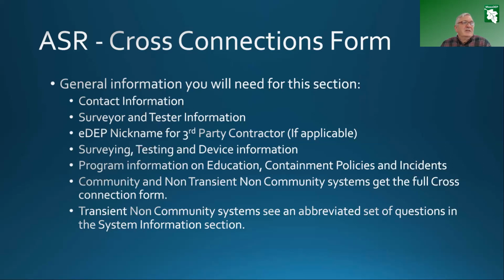The general information that you will need to prepare for this section is contact information. This should be the contact for the cross-connection program. So if there are questions related to the general cross-connection program that the DEP has, we can contact the person. The other information you will need is the surveyor and tester information, their certification numbers. If you do have a contract or a third-party cross-connection program, you will need to get their name.